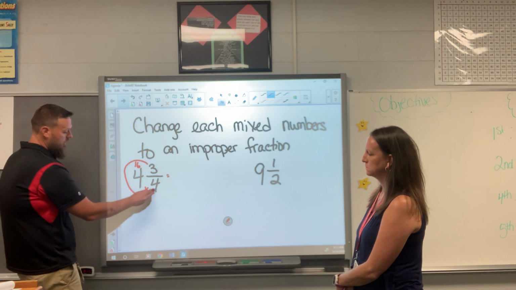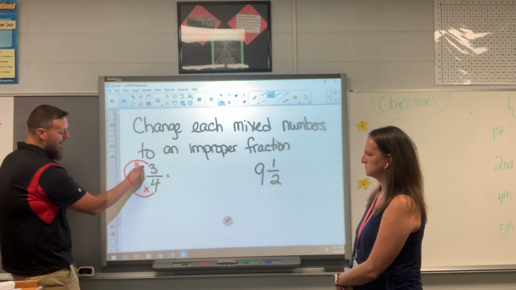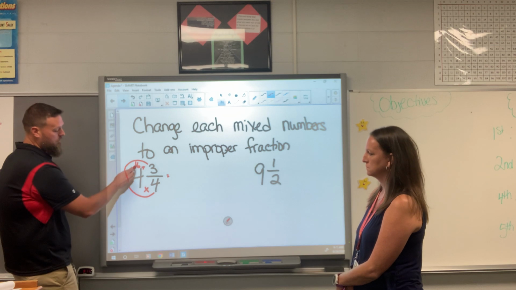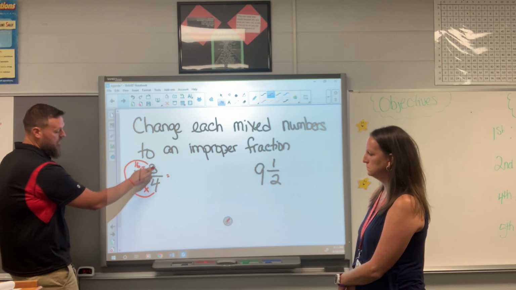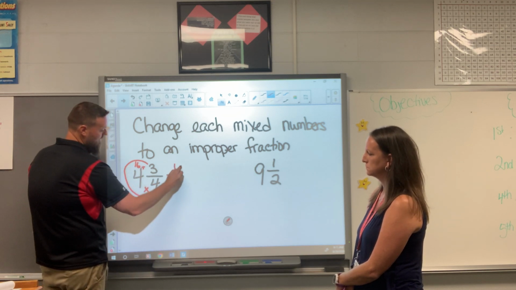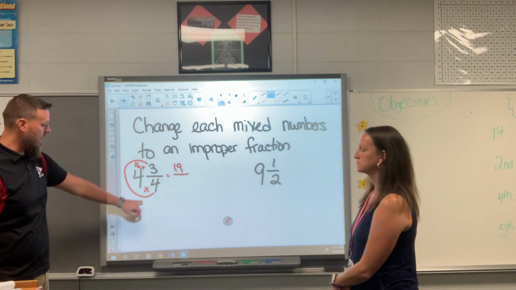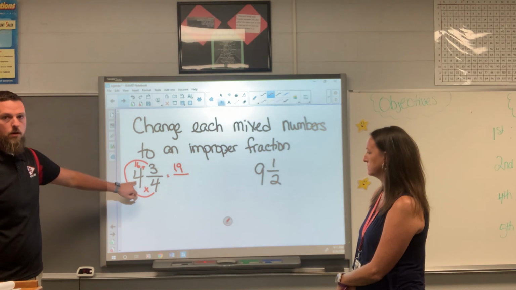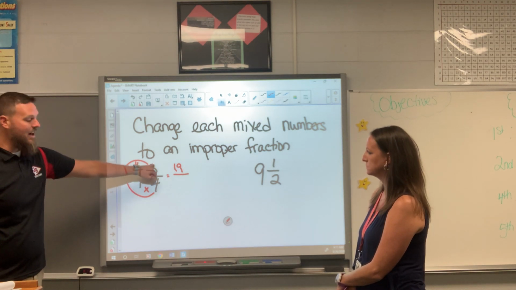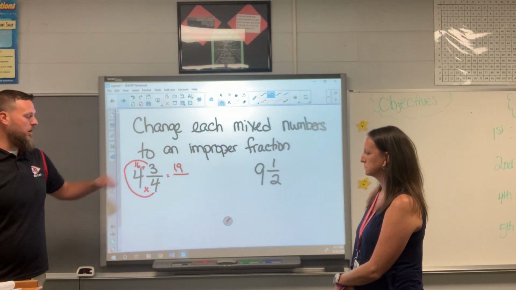So I multiply the denominator by the whole number, then I just add my new number here to my numerator, which 16 plus 3 is 19. So that becomes my new numerator. So recap real fast, take the denominator, multiply it by the whole, then whatever answer you get, add it to the numerator, and you have your new numerator and your answer.